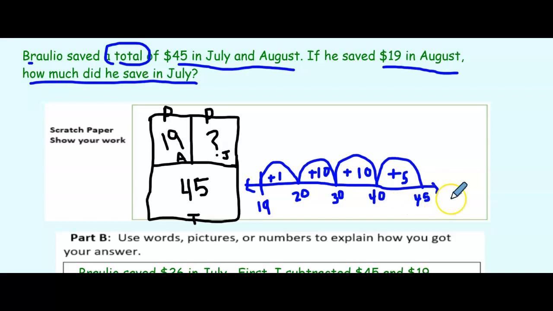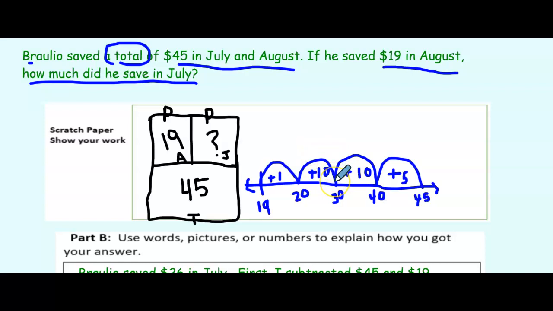Hopefully you knew to subtract, because if you know the total amount and you know one of the parts, that means it was taken away or subtracted from 45. So you must subtract these two numbers to find out what the other part of the problem is. If you subtracted it, hopefully you used a number line, counting up to subtract from 19 to 45. Remember, 19 is not a friendly number, so you should have skipped count 1 to get to 20, which is a friendly number.